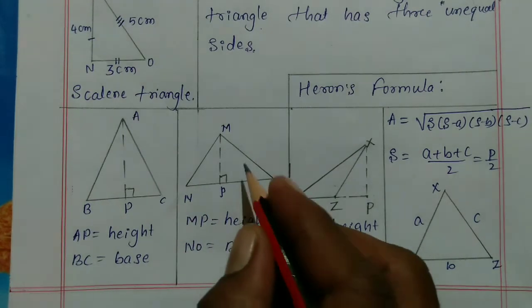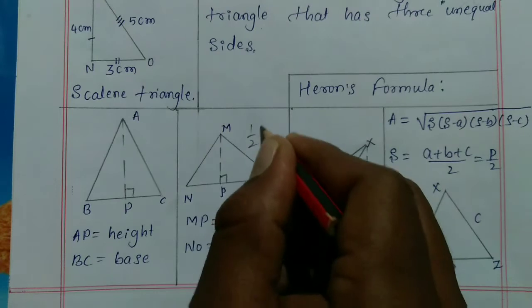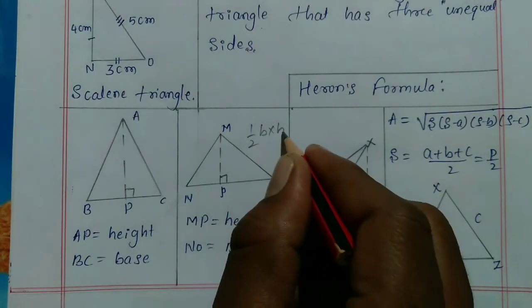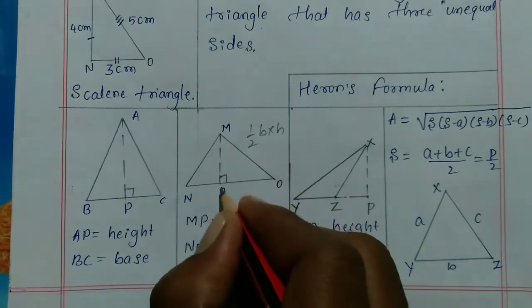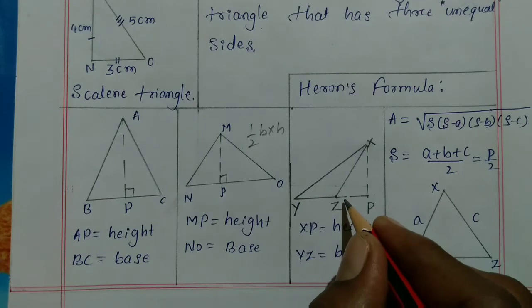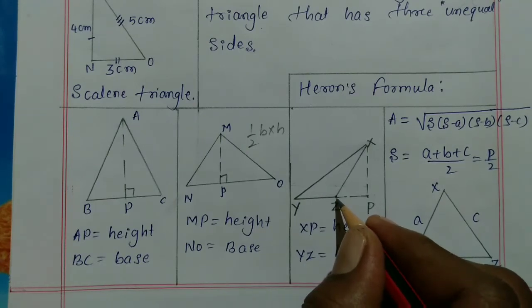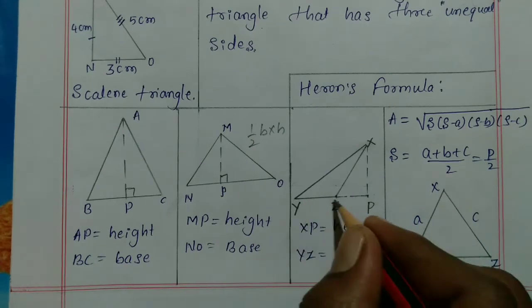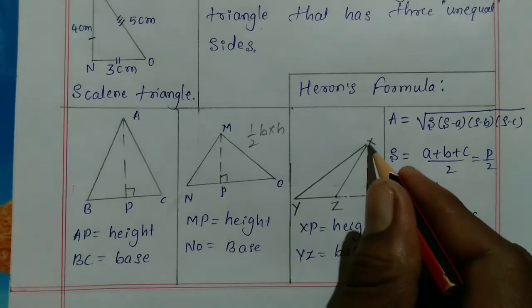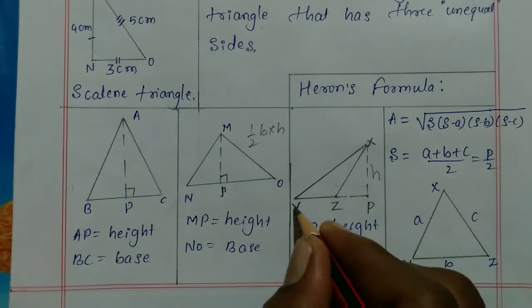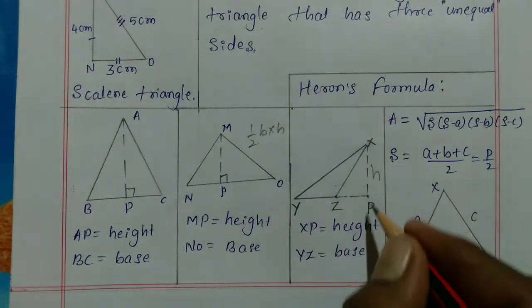Because area of triangle formula you know, that is half into B into H. You know base, but you don't know how to find H. Means you can draw here perpendicular, then this perpendicular is called a height. If triangle is like this, means obtuse angle triangle, then how to find height means just you extend this base and you can draw here perpendicular, then you will get this is height. So here YZ is base and XP is height.